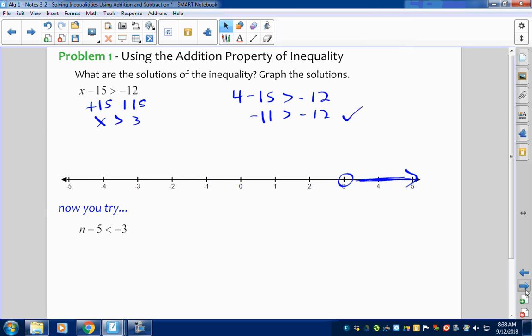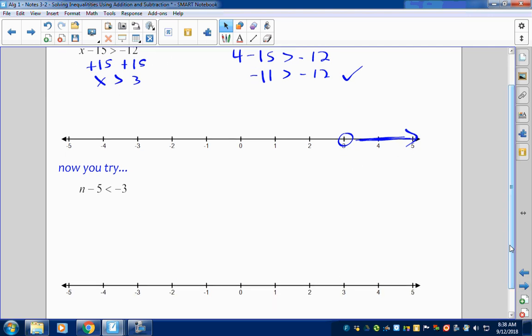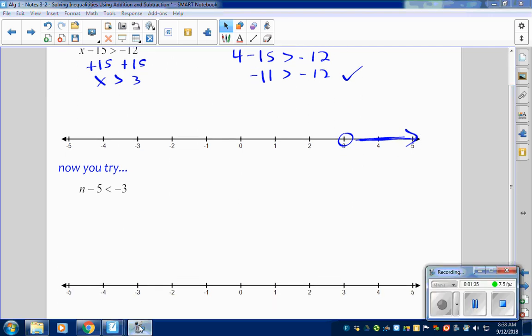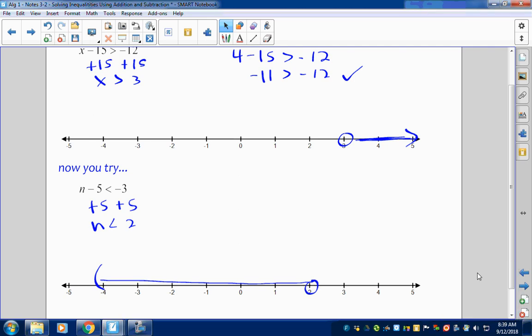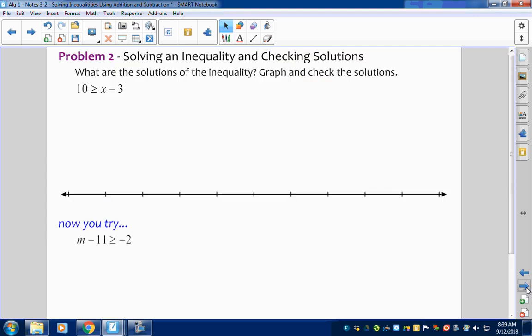Why don't you guys try the next one on your own, see if you can solve it and quickly graph it, and then we'll check our solutions. So hopefully you got n is less than 2. The graph looks like that. It's a one-stepper with the graph. Problem 2 says, what are the solutions of the inequality? We're going to graph and check the solutions.